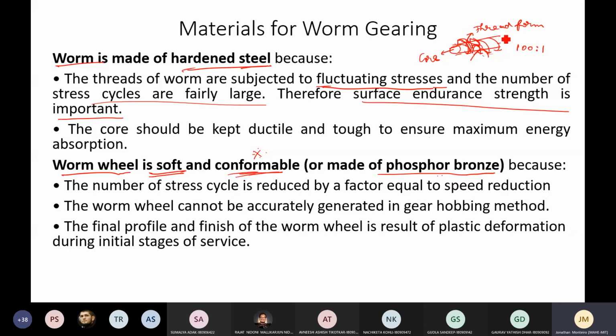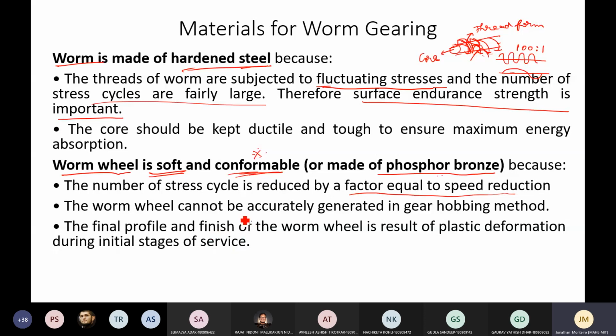It will go to a very high value, very low value, very high value, very low value. These are the graphs of the fluctuating stresses. During the same time, the worm wheel will get only one cycle. This is 100, this is only one cycle. That is why it says reduced by a factor equal to speed reduction. So on the worm wheel, you will have a very small stress cycle.